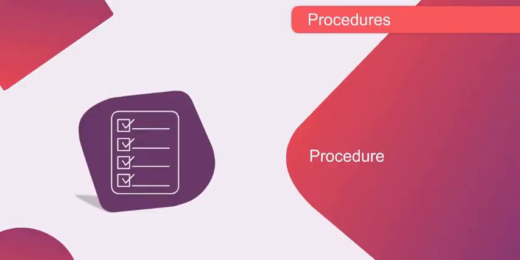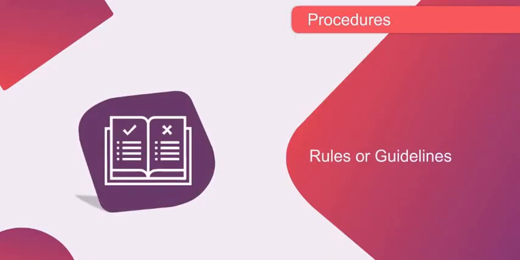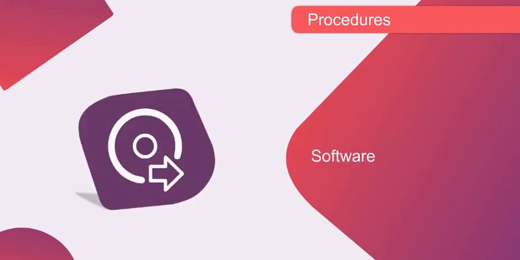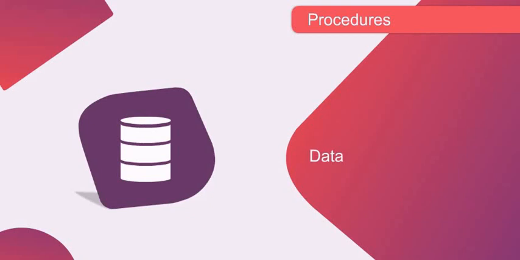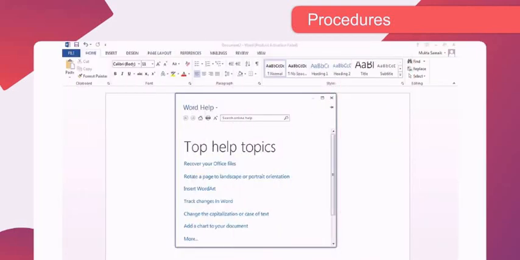A procedure is an ordered set of tasks for performing some action. The rules or guidelines that are followed in the use of hardware, software, and data are procedures. Software and hardware manufacturers provide manuals containing guidelines for use of their products in printed or electronic form.